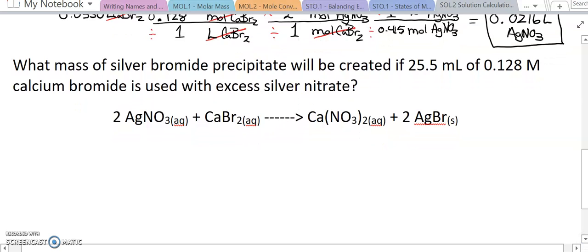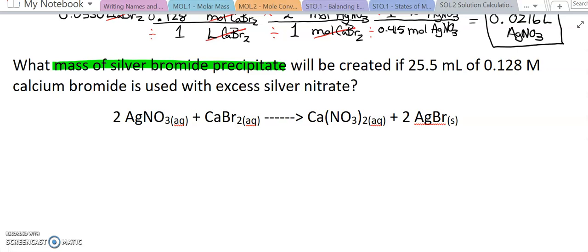So in the second problem, we're going to have some differences. Second problem, I am going to be asked to find the mass of silver bromide precipitate. So in a chemical reaction, if it ends up as a solid, I've got to measure it in grams. And this is going to start with 25.5 milliliters of 0.128 molar calcium bromide. And they tell me that silver nitrate's in excess, so I don't really need to worry about that number.